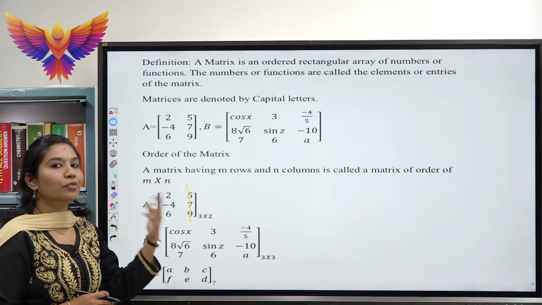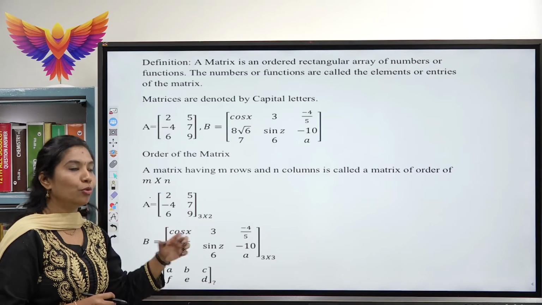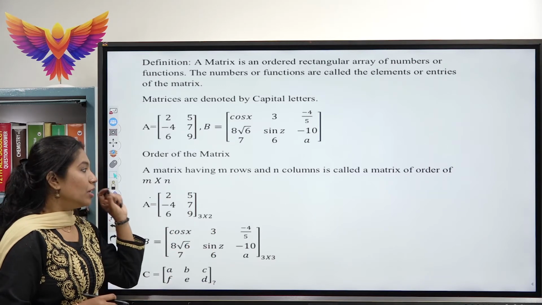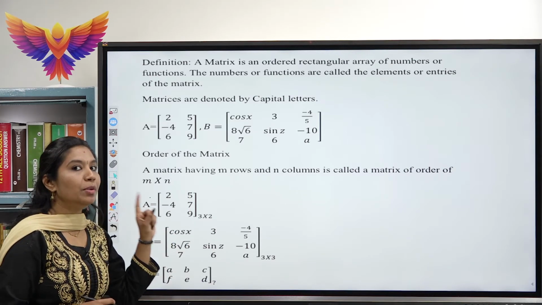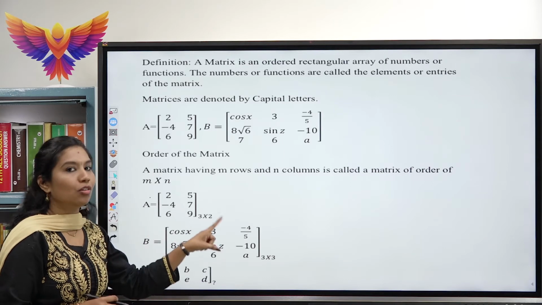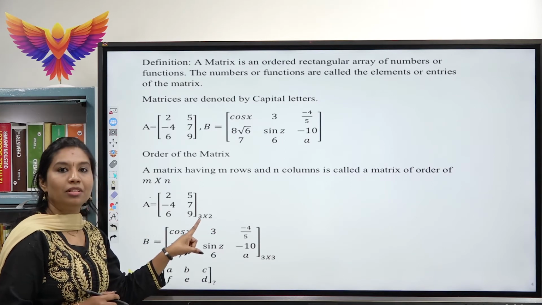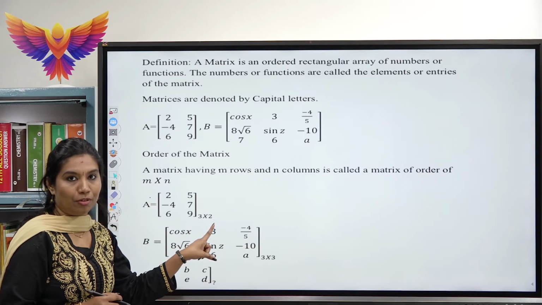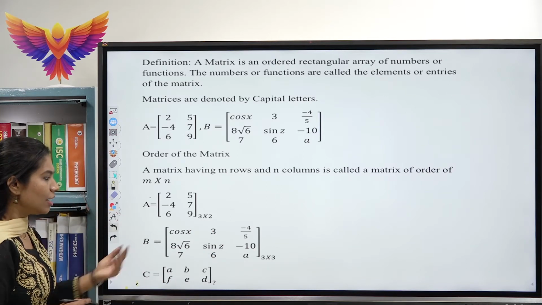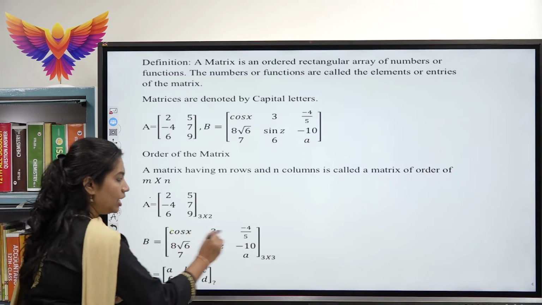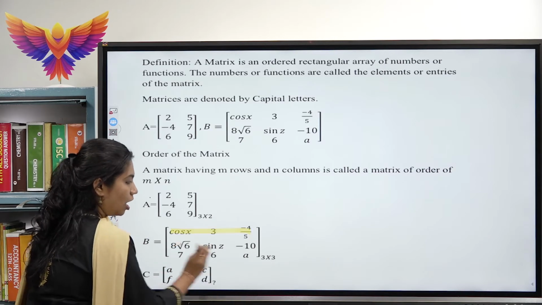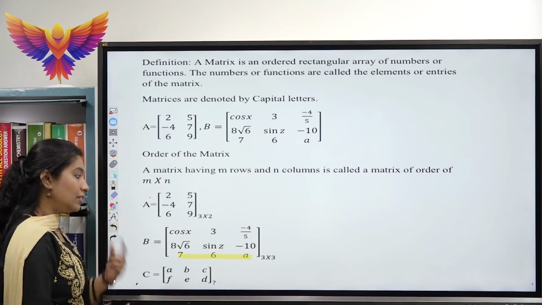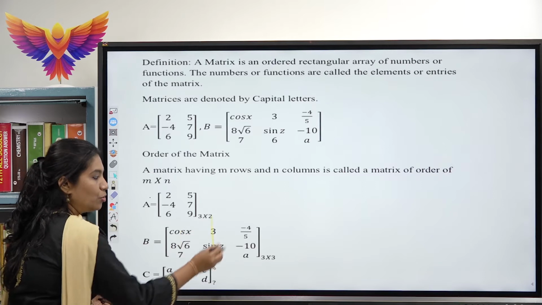No matter what the order, you can have m number of rows and n number of columns. But always make sure that the rows are written first and then the columns. Always, m is the number of rows and n is the number of columns. Another example we have considered has 3 different rows, R1, R2 and R3, and in the same way column 1, column 2 and column 3.